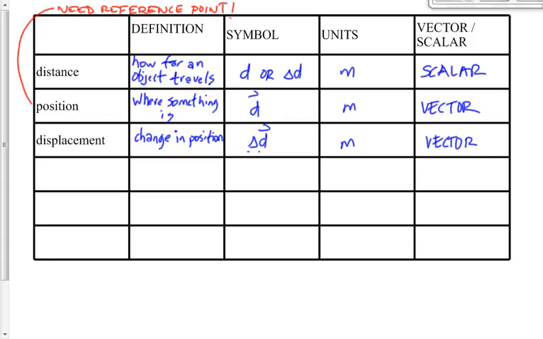7 meters north. What's my distance traveled? 7 meters. Oh, it's still the same thing. Okay, try this one. 1 more. What's my position? 1 meter north of the wall.